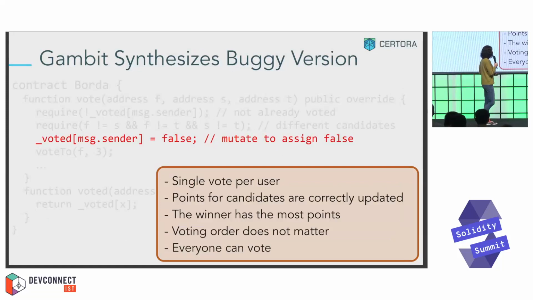Okay, so going back to the Borda example that I showed in the beginning, remember we had those 5 properties, and it turned out that they were actually not sufficient. Here's a concrete mutant that Gambit produced. The change is very simple. In the beginning, we had voted of message sender set to true, and Gambit just changed it to false. None of the properties we have here are good enough to catch this mutant. This is bad, because it means the same person can vote multiple times.